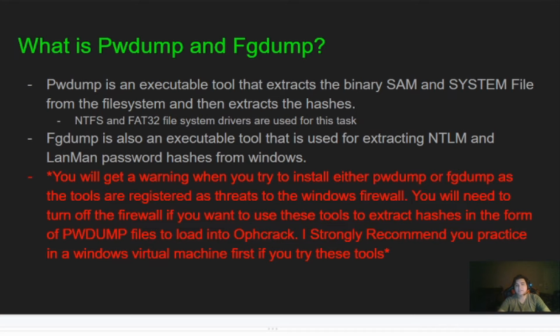Now fgdump, on the other hand, is also another executable tool that is used for extracting NTLM and LanMan password hashes from Windows. Now I have to warn you, you will get a warning when you try to install these executable files, just because they're able to extract hashes and they're registered as threats according to the Windows firewall. So if you want to use these, you have to turn off the Windows firewall, and then you can download them and install them and then run them on the command prompt as administrator. But I strongly recommend that you practice using these tools in a VM first, then on your actual machine.